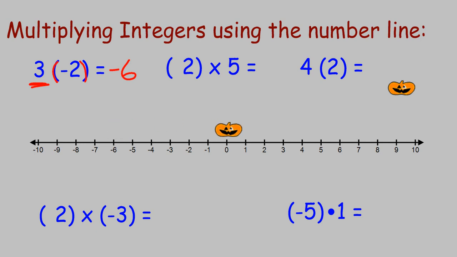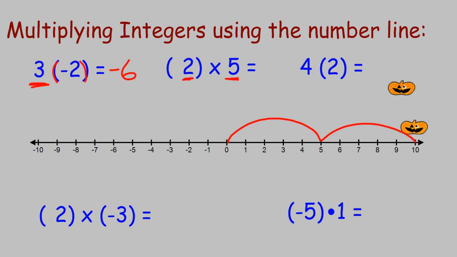Alright, now we're going to look at the next one. Start back at that 0, or the origin, and now we're going to go 2 times 2 jumps of 5. So we're going to jump 5 and then to 10. We had 2 jumps of 5.